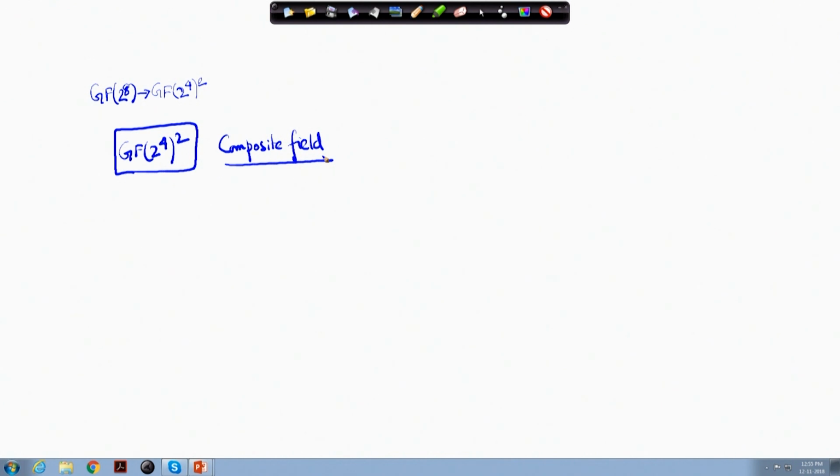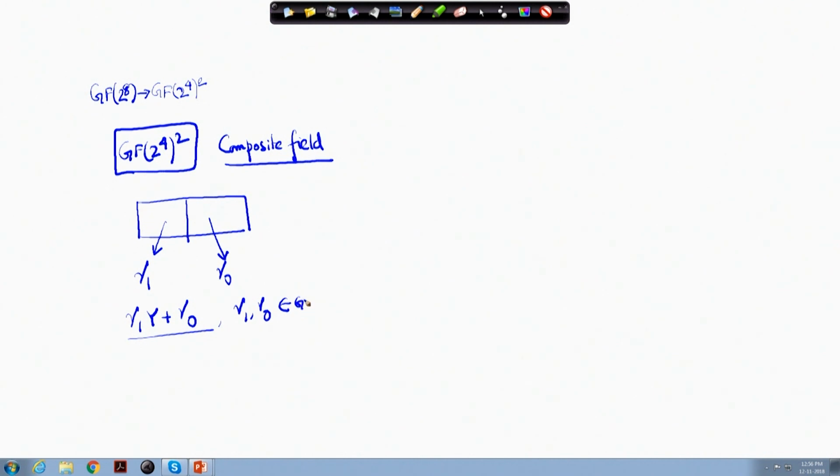So, how does an element in a composite field look? When you are implementing a field in GF((2^4)^2), there are two parts of this polynomial. The first part is, let us say, gamma 1, and the second part is gamma 0. The way you can read this element is as a polynomial gamma 1 y plus gamma 0. Note that gamma 1 and gamma 0 are both elements in the field GF(2^4).